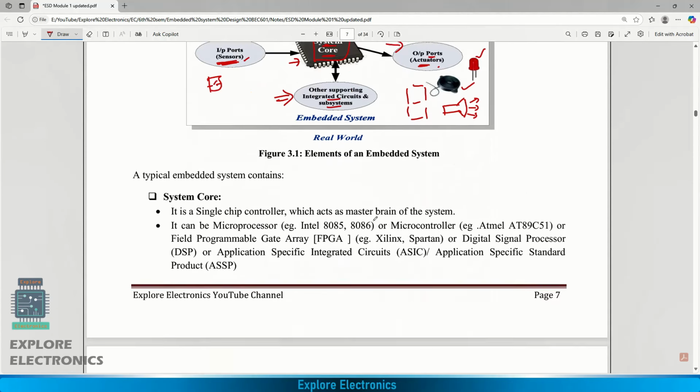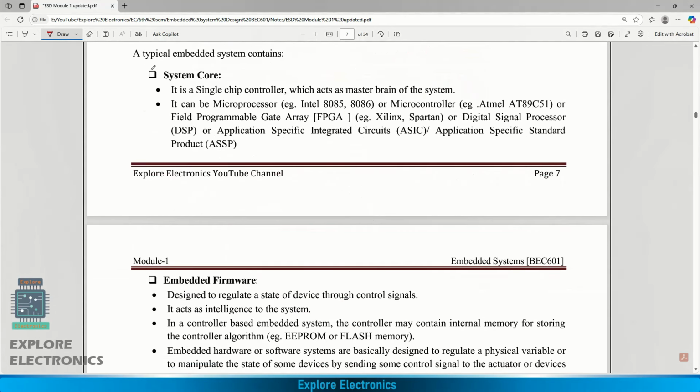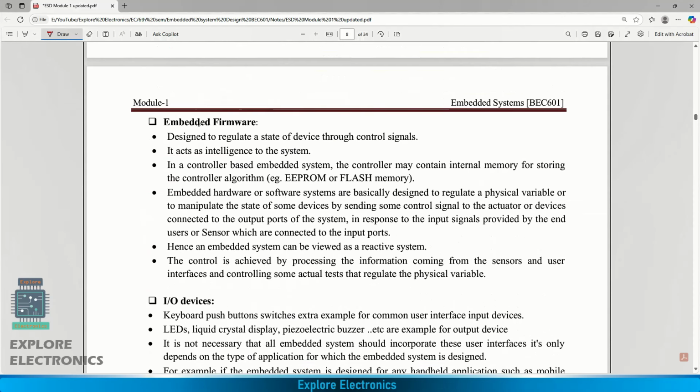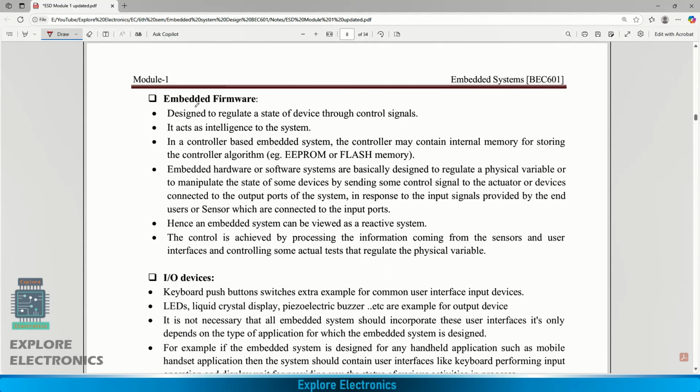You can explain each and every element, like the system core. This will consist of a microprocessor, and it can be a controller, it can be FPGA, DSP, application specific IC, or SoC as well. You can explain them briefly. Similarly, embedded firmware. Embedded firmware is software which is stored in a ROM. It can be different types of ROM again. So like that, you can write 2-3 lines of explanation for embedded firmware, what it will do.